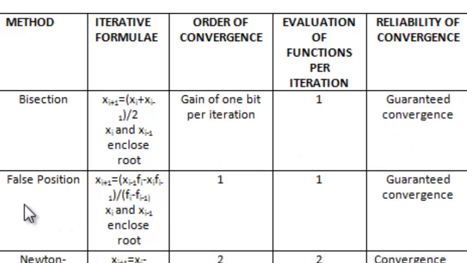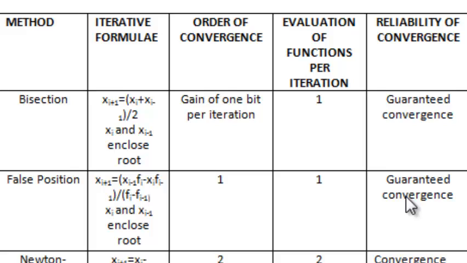Now the next method is false position method, where the iterative formula is x(i+1) = (x(i-1) f(i) - x(i) f(i-1)) / (f(i) - f(i-1)), where the root also lies between x(i) and x(i-1). Here the order of convergence is 1 and there is one function which is evaluated per iteration. Here is also guaranteed convergence.